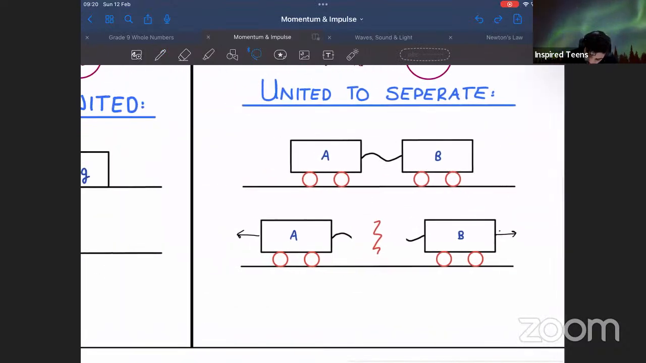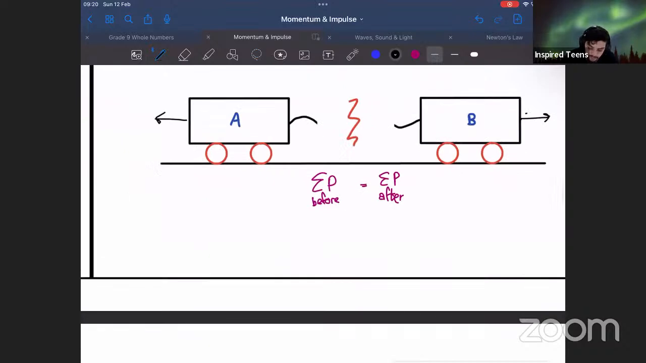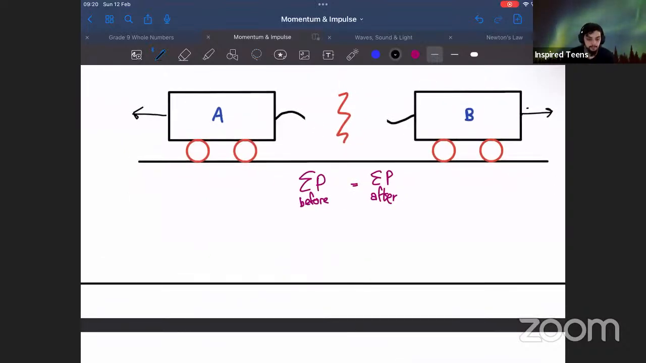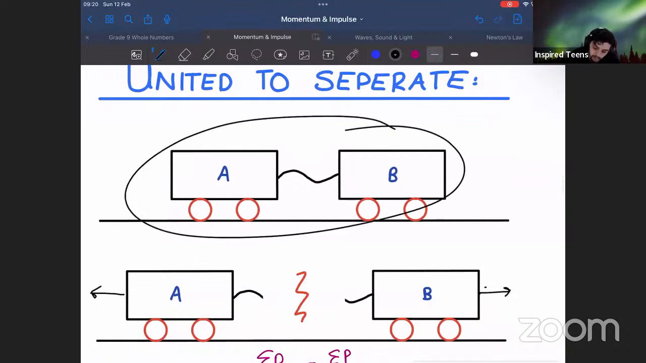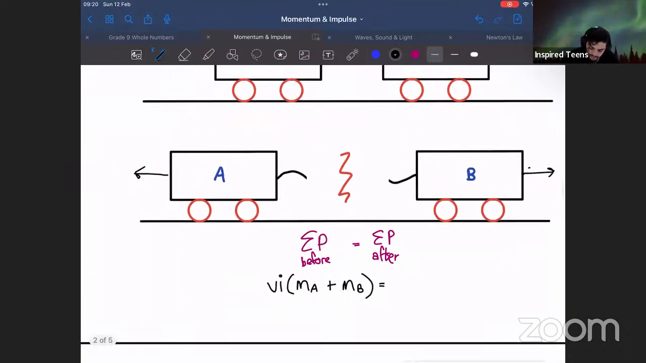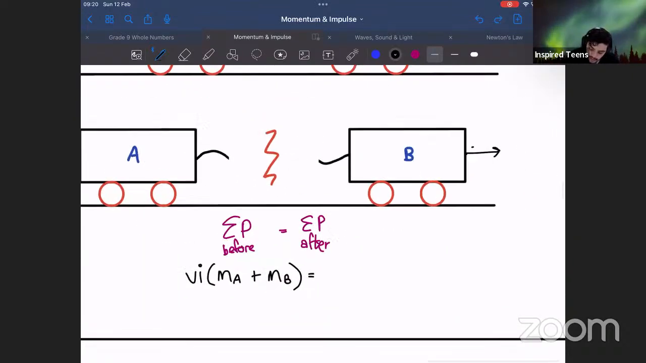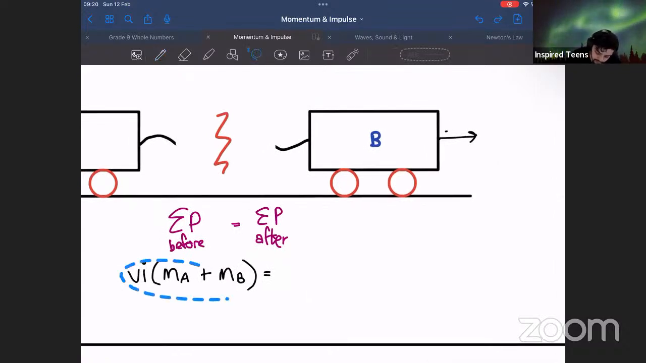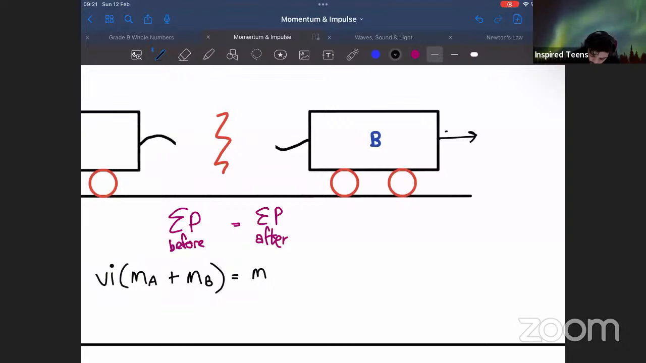Again, this is united to separate. It's linear momentum, so there is conservation of the linear momentum. Linear momentum before and after is the same. However, initially, they are almost like one object, so they have one velocity. So I will take the V initial and multiply it by the sum of their masses. And because afterwards they are separate, they are two different objects, I do momentum for two different objects. So m times v final for object A, the bracket is just to indicate object A, plus m times v final for object B.